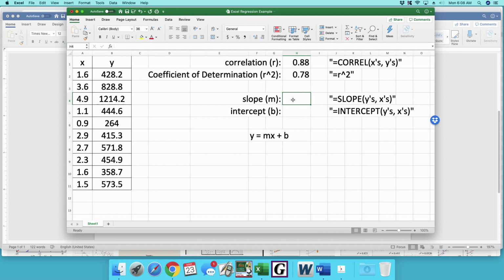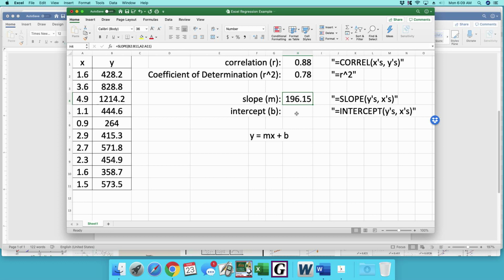So in the cell next to m, do equal, type in slope, does not have to be capitals. Then we're going to do y's first, comma, and then our x's. And then we're going to close it off with parentheses and press enter. So I'm going to make this 2 decimals because I need to make this bigger. Our slope is 196.15. That's pretty steep.